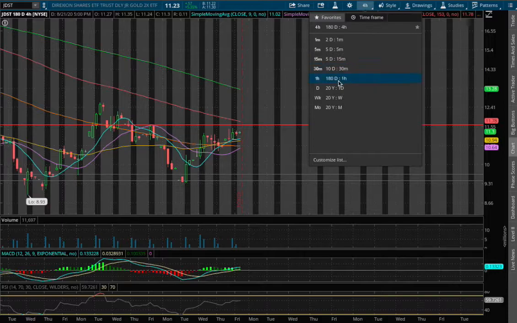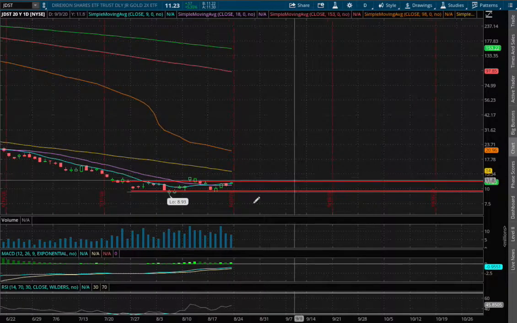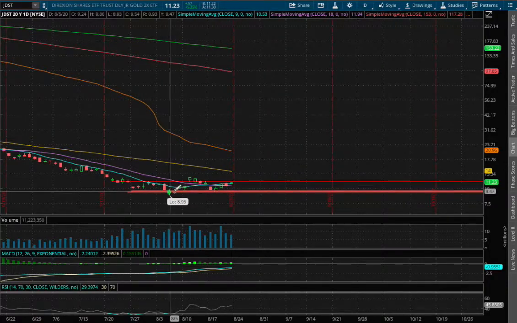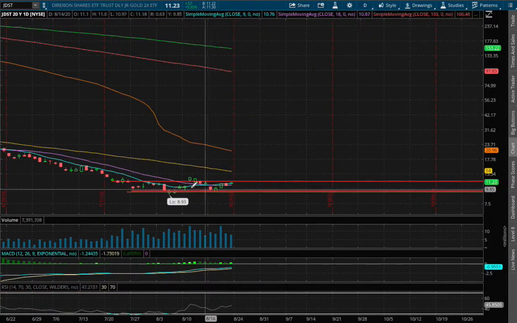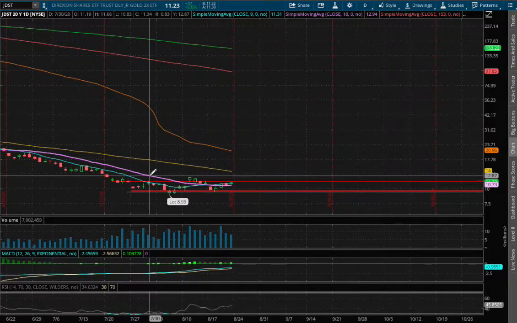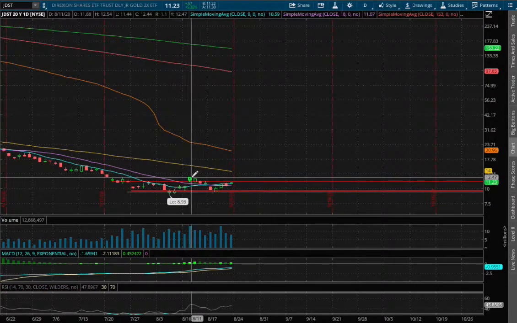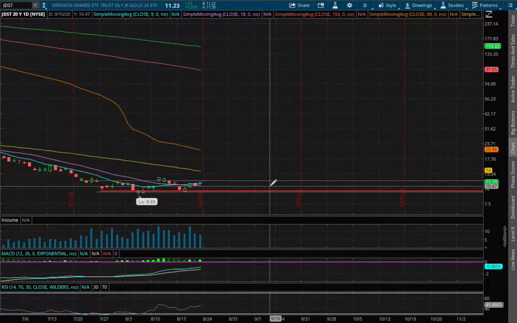If we expand that further onto the daily chart, we possibly see a double bottom, so that is a positive sign. We also see the 9 moving average converge onto the 18 moving average. That is a positive sign to the upside. However, I do want to see a breach above the $12.47 resistance to confirm that we reverse at that level.